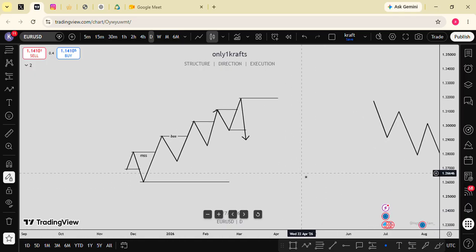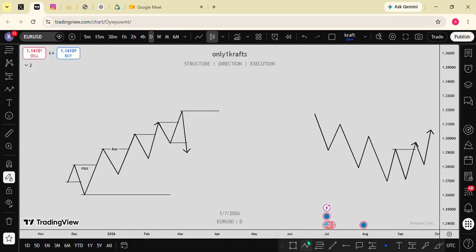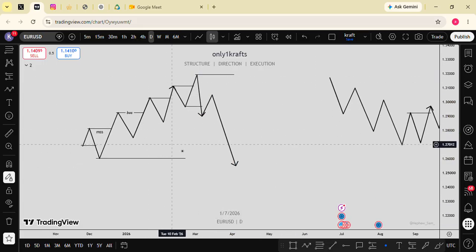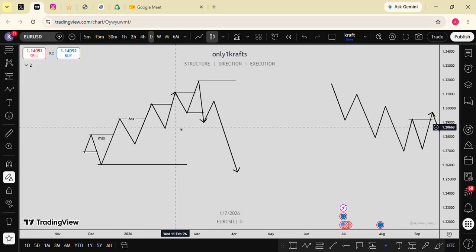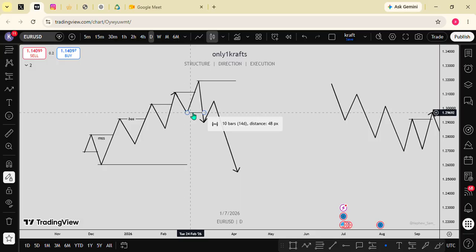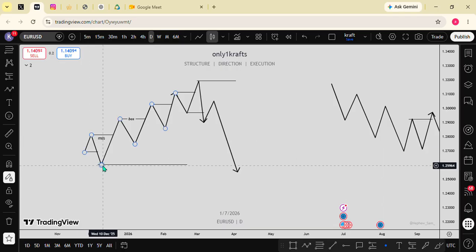Now, until we take out this particular low, we cannot even confirm that the whole trend has shifted. What do I mean? Yes, we've gotten a market structure shift here. Market structure has shifted, not the trend. It doesn't mean that the trend is now a bearish trend. Until we take out this range low, that is when we confirm that the trend is no longer a bullish trend. It is now a bearish trend.